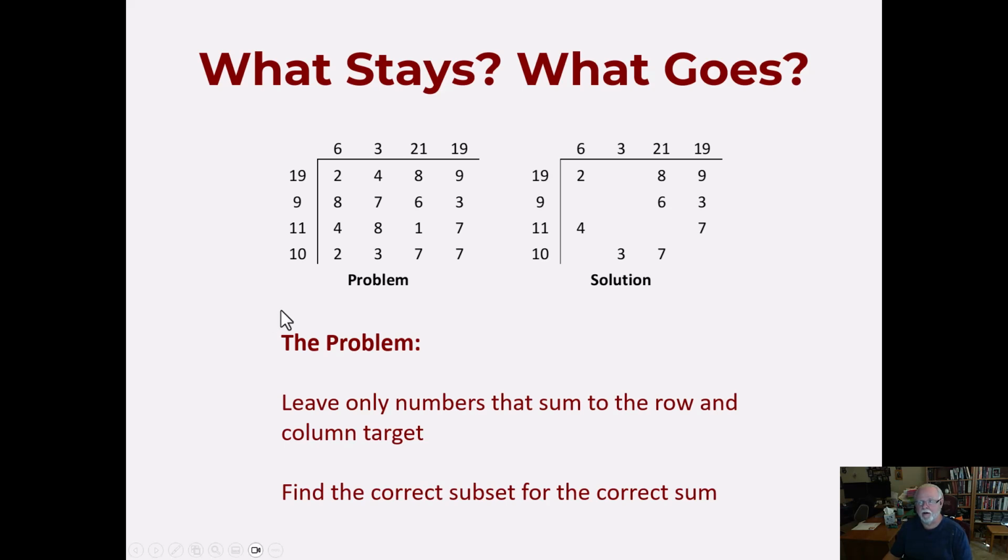So we've got our number puzzles here. We've got the targets for the column. That's what we want the columns to sum to. Got the row targets here, and then the relatively simple problem is to basically just leave behind the numbers that add up to the appropriate rows and columns as we see. So we want to find the correct subset for the correct sum in each case.